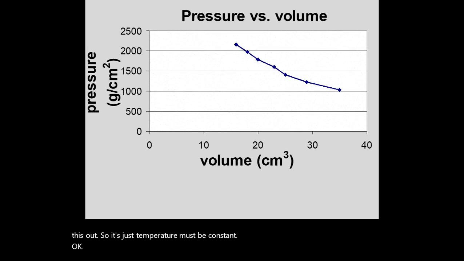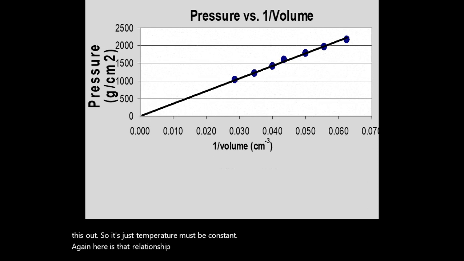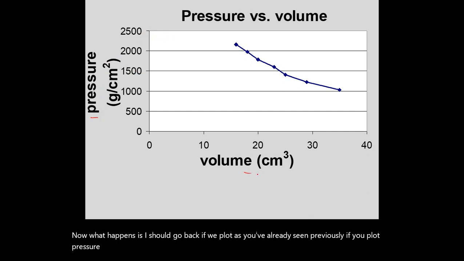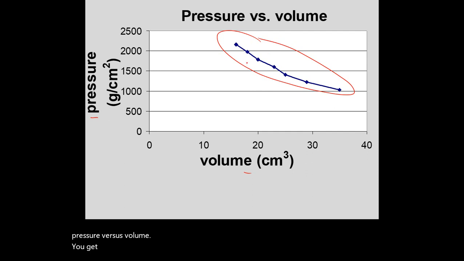Again, here is that relationship there. Now, what happens is, I should go back. If we plot, as you've already seen previously, pressure versus volume, you get this. This isn't a straight line. If I had it earlier, here you go. It's not a straight line. It is a curve.